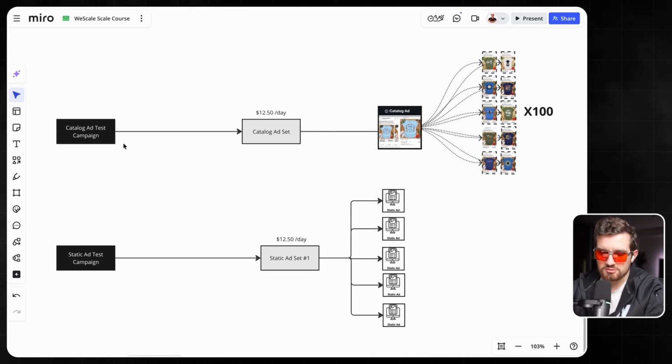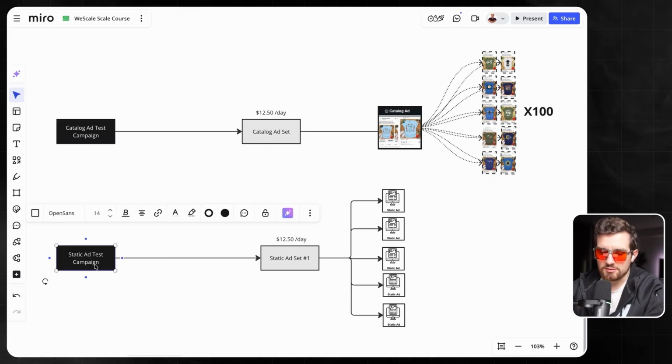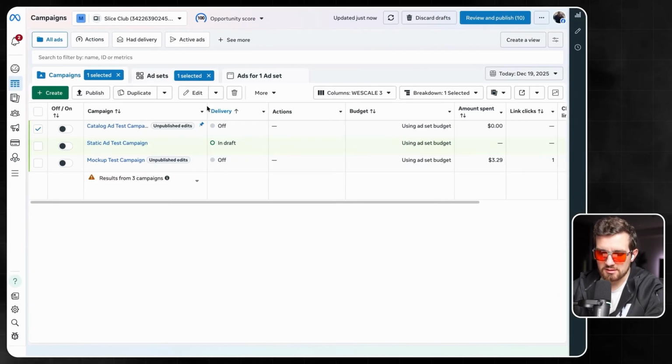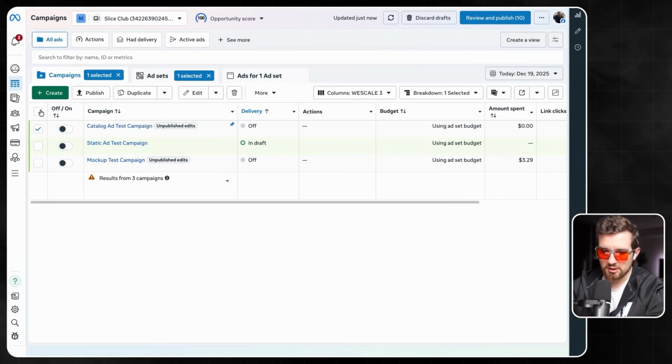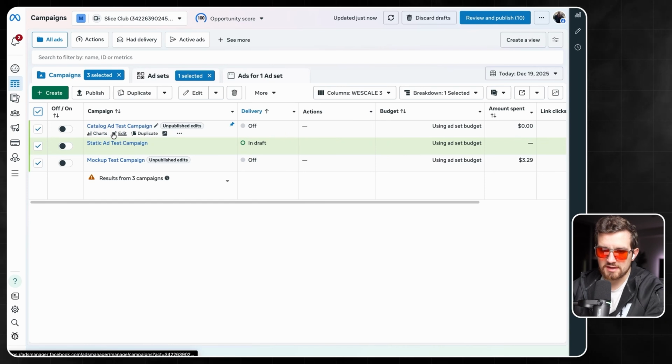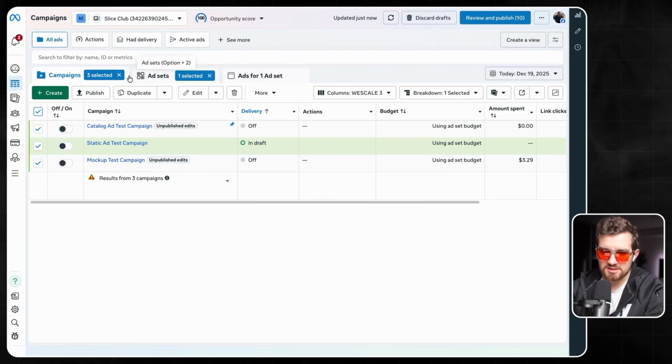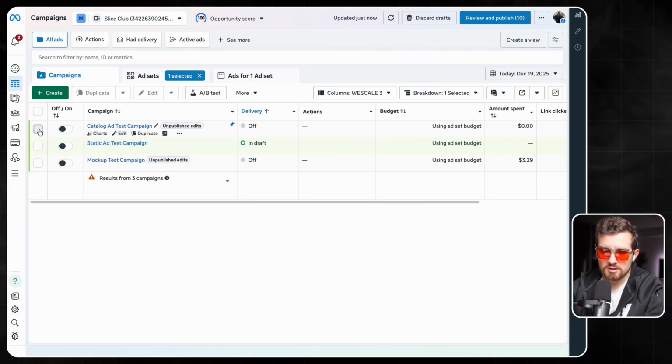But first, as I was drawing this out, I realized, especially using the ad account the first time, it'd be really helpful if we add the word campaign to the campaigns. So I recommend now updating all your campaign names to be this. And this is what we're going to be referring to them as from now on. So we have the catalog ad test campaign, the static ad test campaign, and the mockup test campaign. And mockup test campaign, obviously, we're not using anymore.